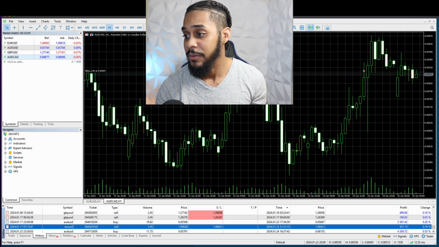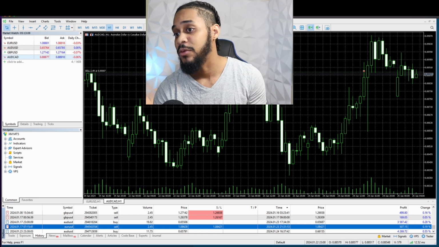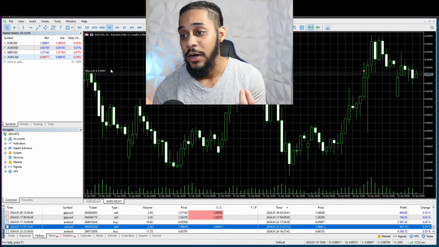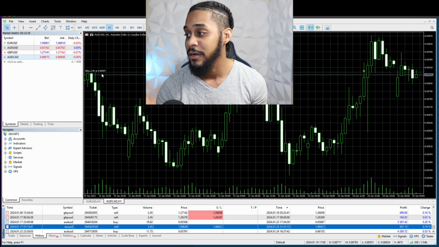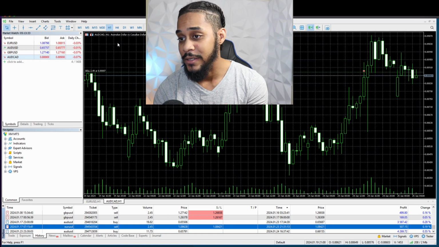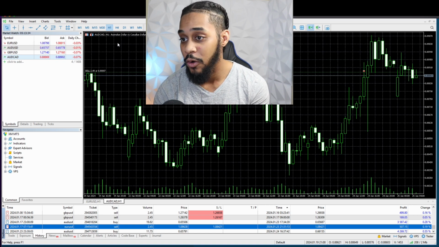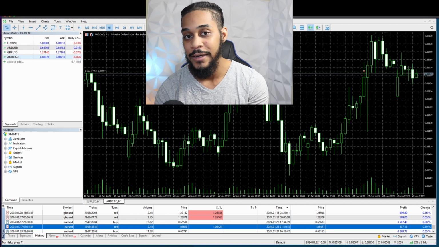I'll give you an example for Australian CAD. In this example, we have sold the Australian CAD for a unit of 2.49 lots, 249,000 units of the Australian dollar. We have sold it in exchange for the Canadian dollar, okay? And essentially what we're hoping for is for the Australian dollar to lose value against the Canadian dollar, okay?